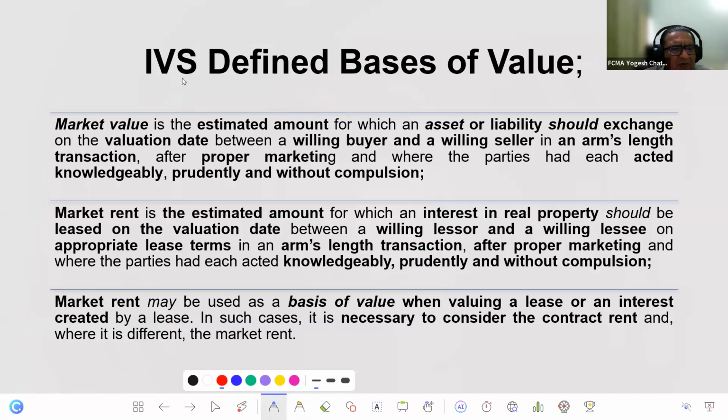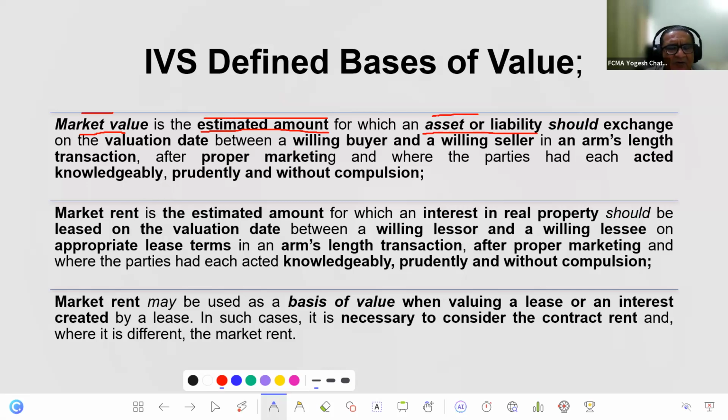So briefly, we will go through the meaning of each of these bases of value. So market value, that is nothing but the estimated amount. Very important. The market value we are talking about here is not the actual value, that is not the value at which a transaction was concluded in the recent past. This is the estimated amount for which an asset or a liability should exchange.